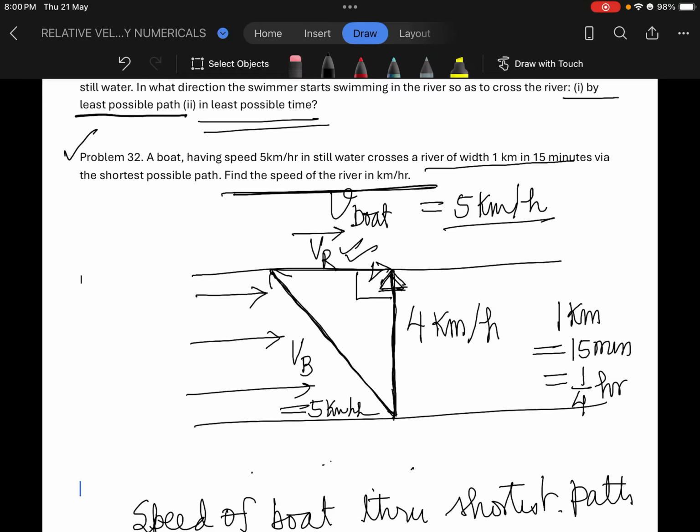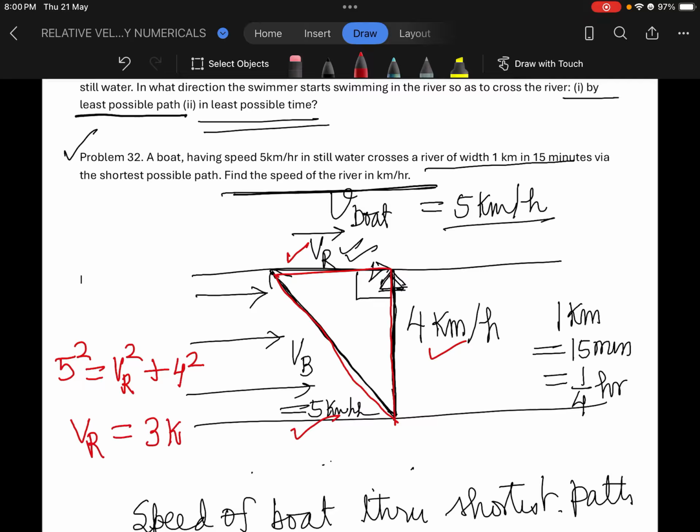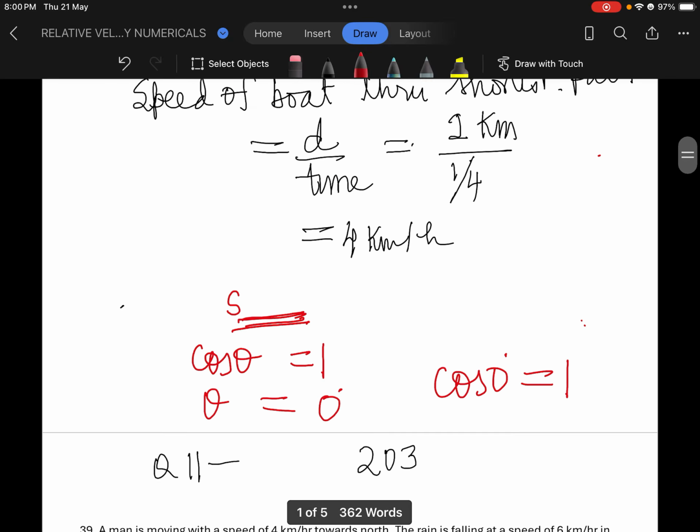In this triangle, you see, this is a right angle triangle. In a right angle triangle, 5 square equals VR square plus 4 square. When you simplify, it will come out to 3 kilometer per hour. Means the speed of the river is 3 kilometer per hour. It's clear? Now see the next question.